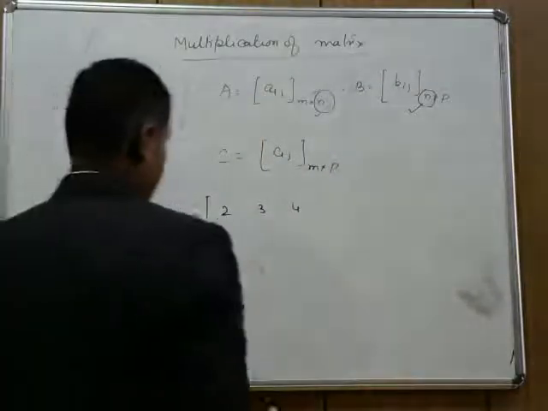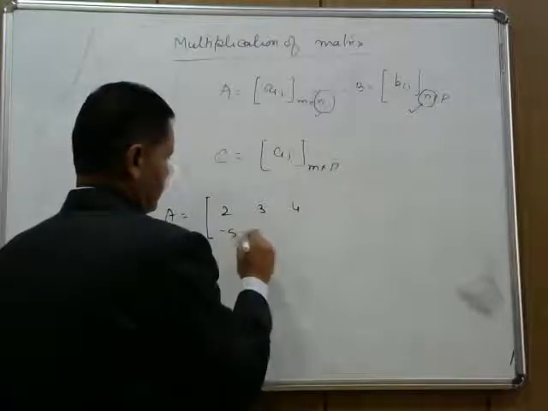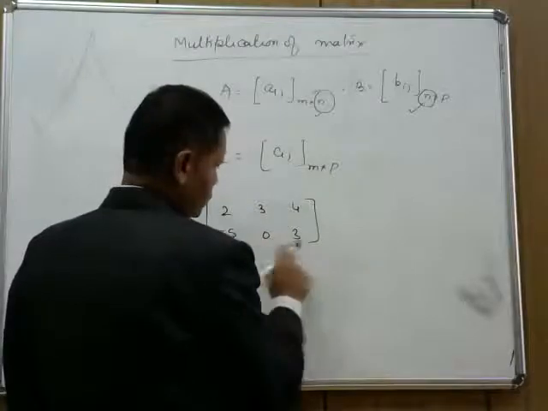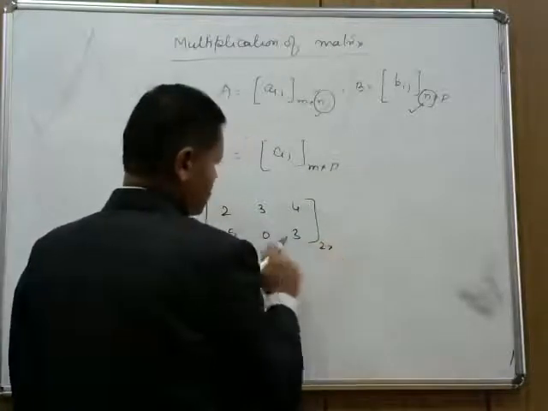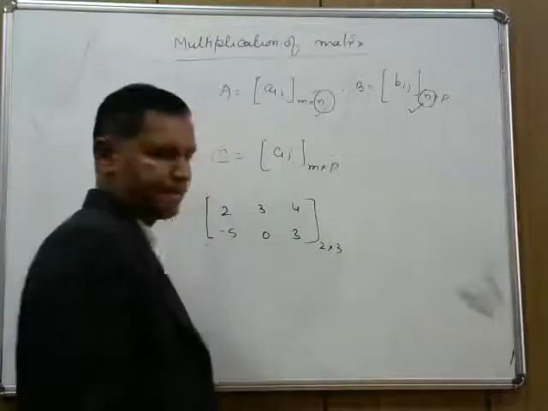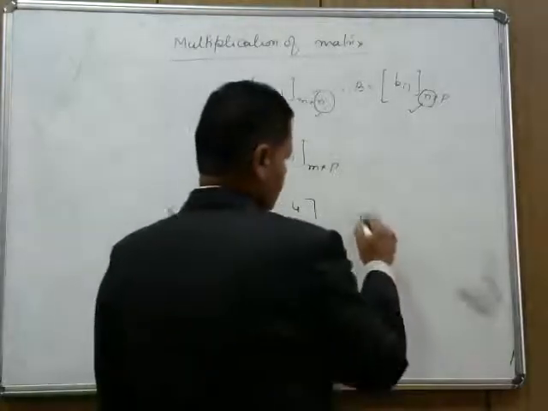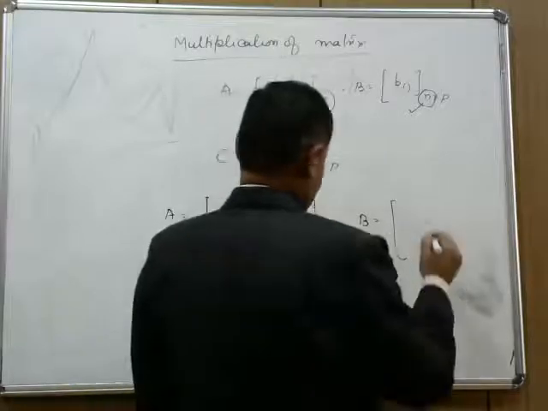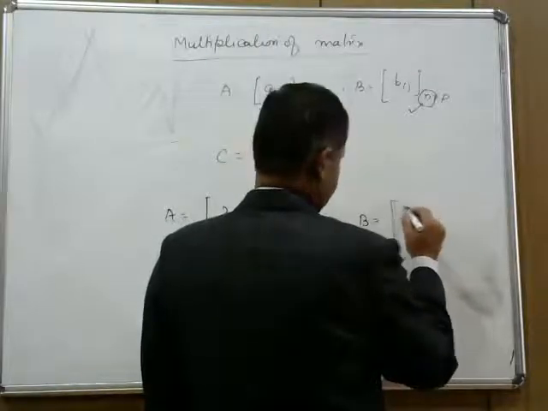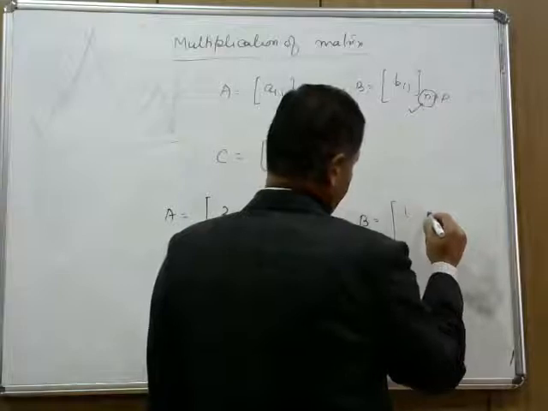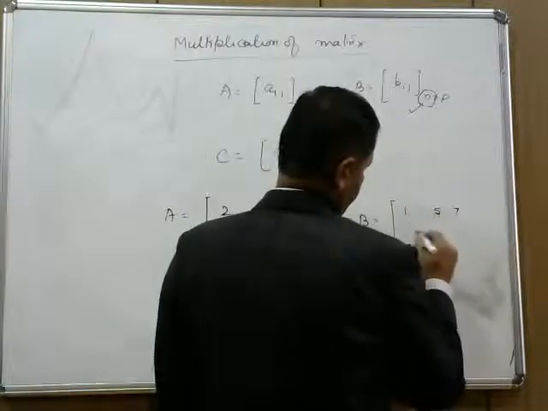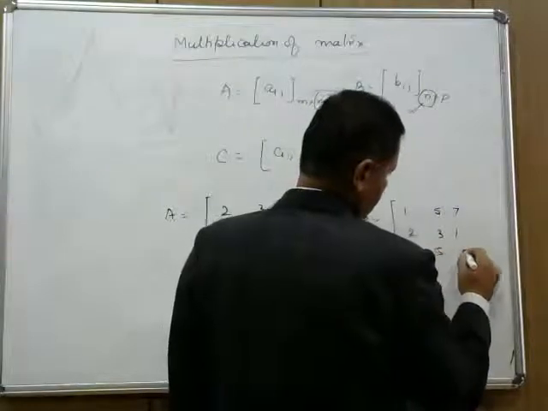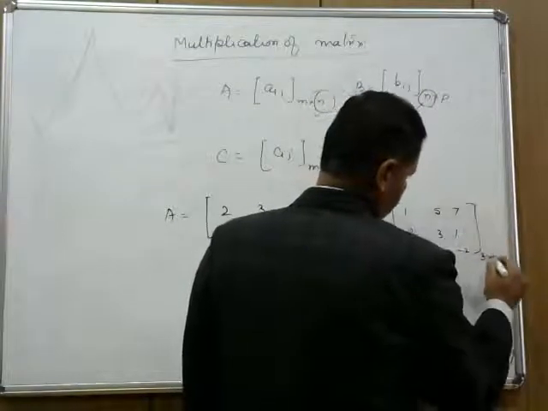Okay, another example. If I say now A is 2, 3, 4, minus 5, 0, 3. Number of rows 2, number of columns 3. 2 by 3, right. Now, if I write any other matrix B of 1, 5, 7, 2, 3, 1, 4, 5, minus 2, of order 3 by 3.